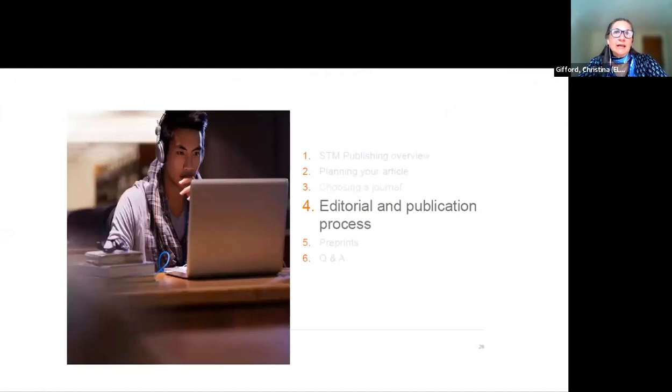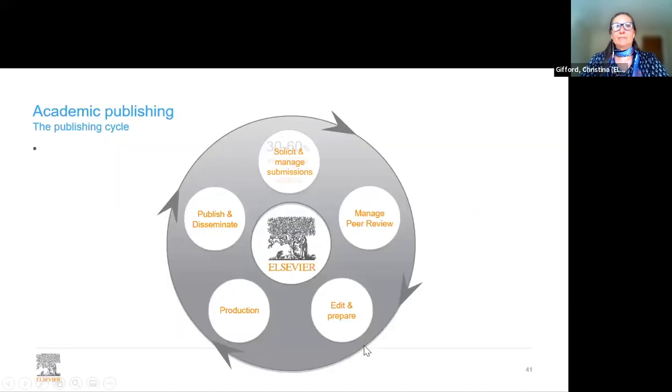Next, the editorial and publication process. We'll take you through what that looks like. So let's look at this illustration of the publication cycle that we follow here at Elsevier. These give you an idea of just how large the number of submissions to our journals is.